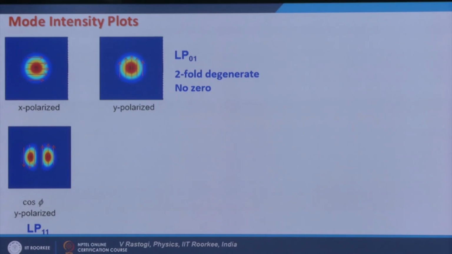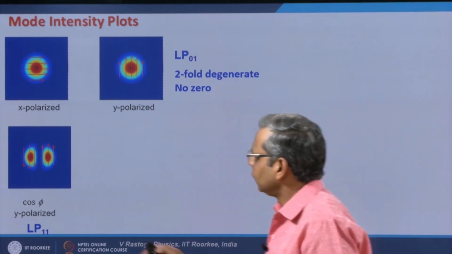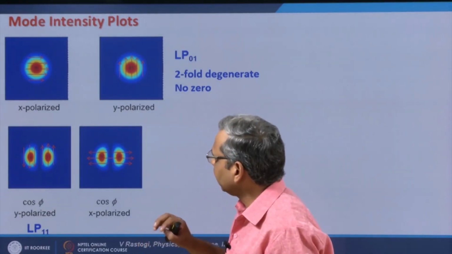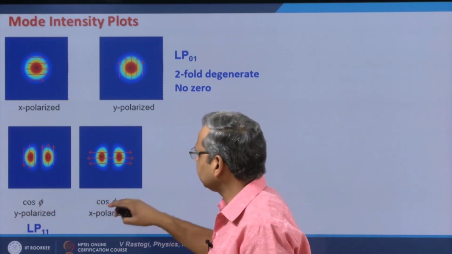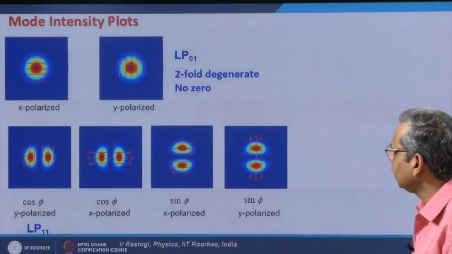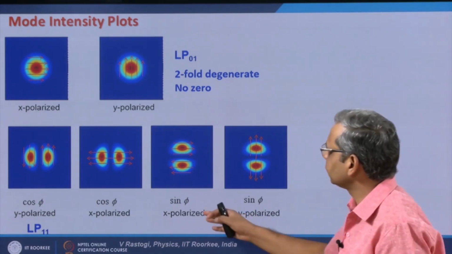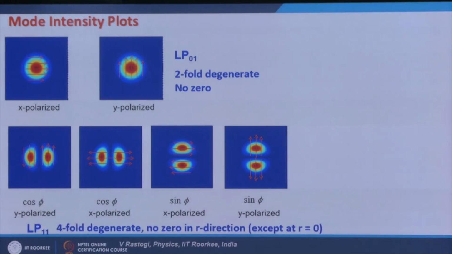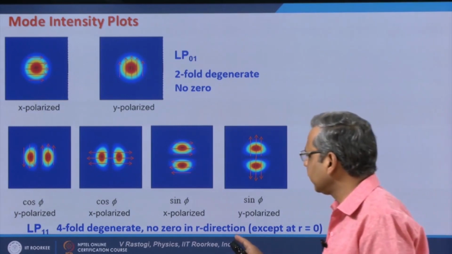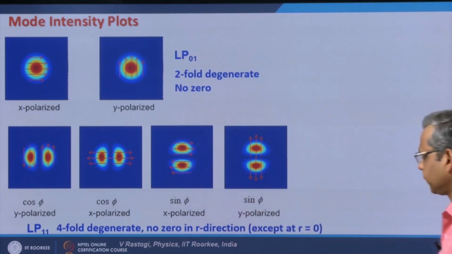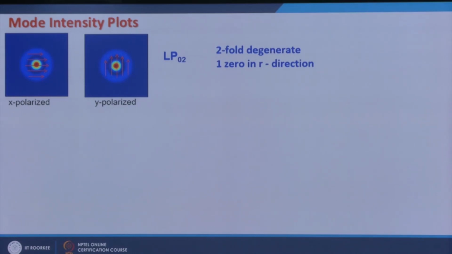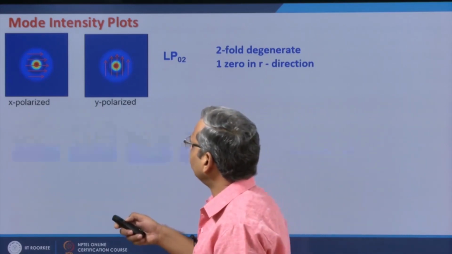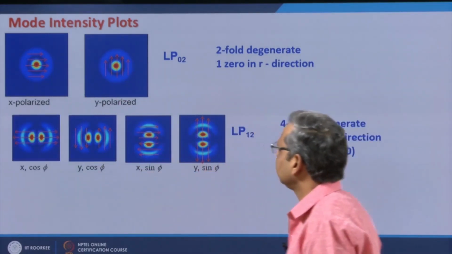If you look at LP11 mode, then I can have cosine phi solution, and in cosine phi solution itself I can have two polarizations, y polarized and x polarized, and I can have sin phi solution. There also I can have x polarized and y polarized. So, it would be four-fold degenerate, and again there would be no zero in r direction except a zero at r is equal to 0. If I look at LP02 mode, then LP02 mode would again be two-fold degenerate. You will have x polarized and y polarized.